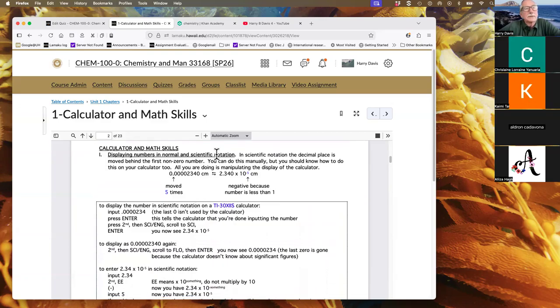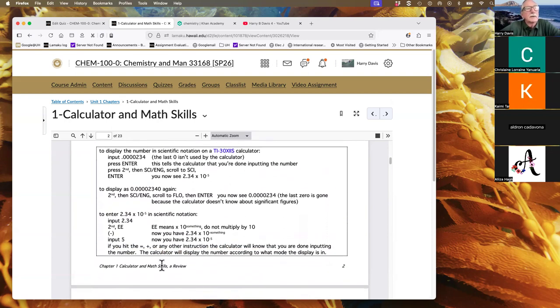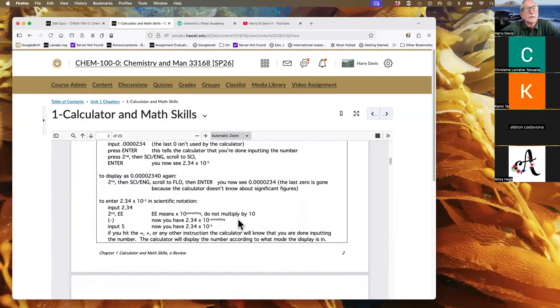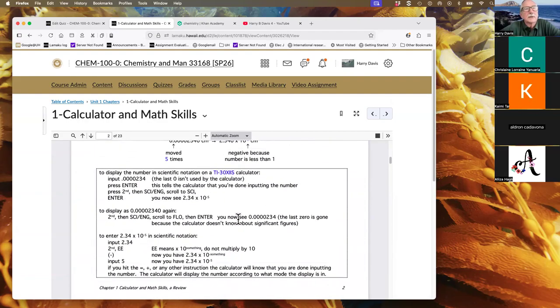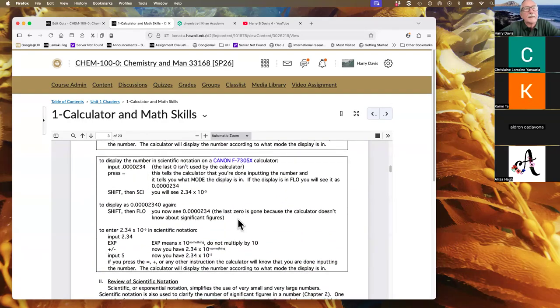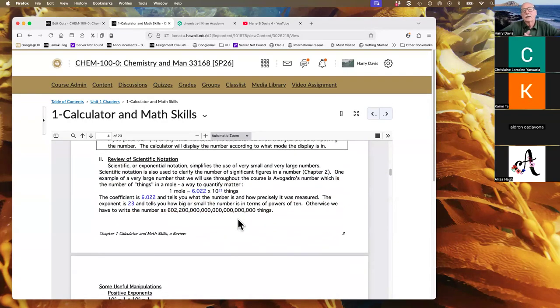So, calculator and math skills. You need to understand scientific notation and you need to be able to do it on your calculator. So I took a couple of different calculators and showed you how to do that, how to display the number in different ways, how to enter the number. There's a Casio, a TI, Canon. But I've got to tell you, you could have the same brand and the logic on the calculator could be different. So you need to get to know your particular calculator.